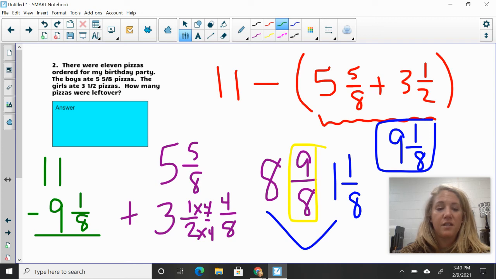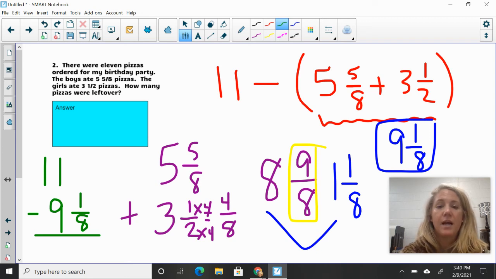There's a couple of different things that we can think about. We can look at 9 and 1/8 and work our way up to 11. If I had 9 and 1/8 of pizza, how much would I need to get up to 10? I would need 7/8 to get back up to 10 whole pizzas. And then from 10 to 11, that would be another whole pizza. So I could think of it that way and count up, which would end up being I would have 1 and 7/8 pizza left over.